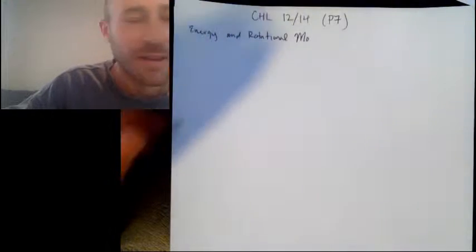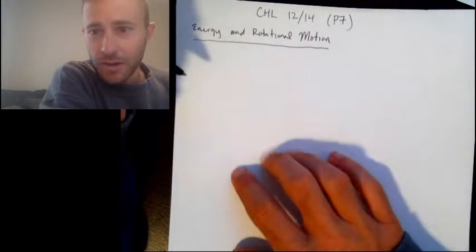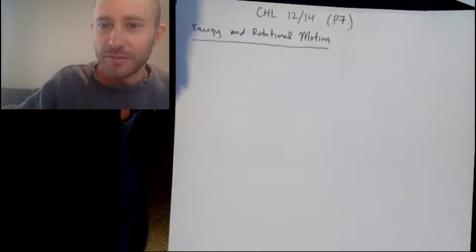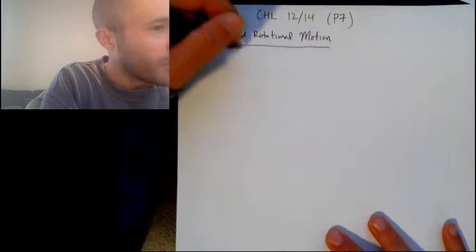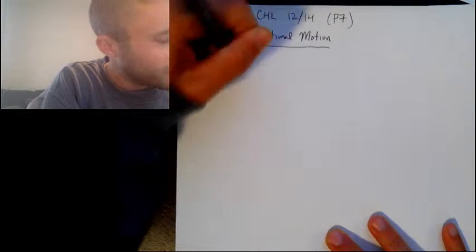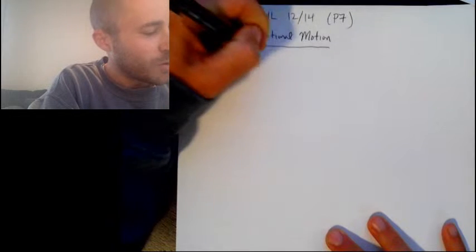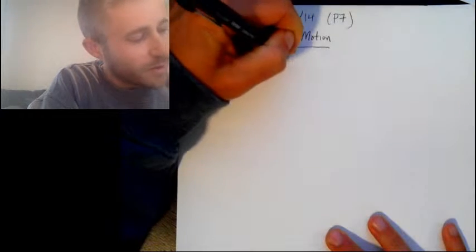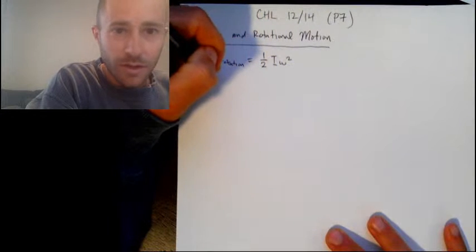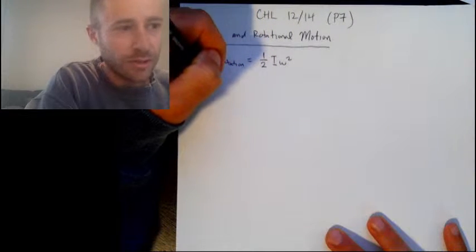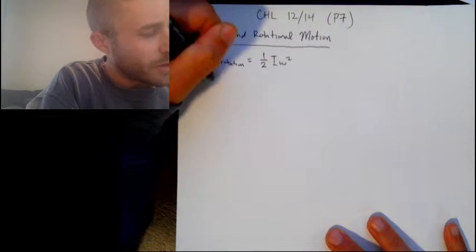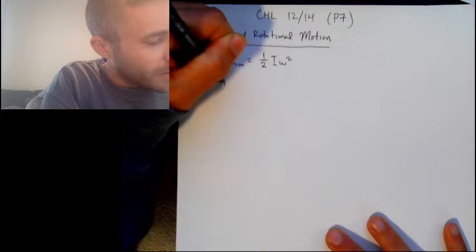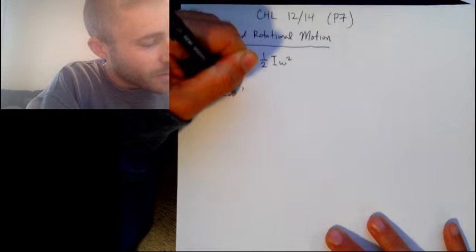All right. Energy and rotational motion. So we've already learned a little bit about energy and rotational motion. We learned about the kinetic energy of rotation, which is 1/2 I omega squared. And we learned that if something is rolling, then it has both rotational and translational kinetic energy.